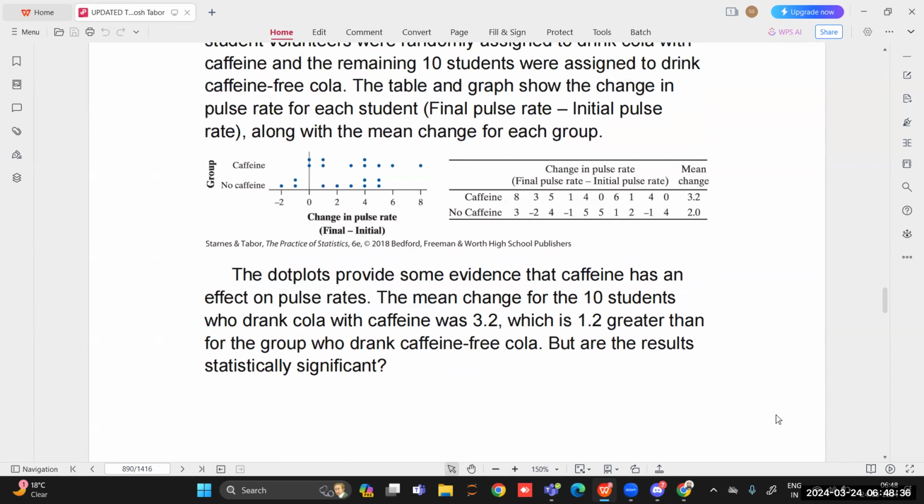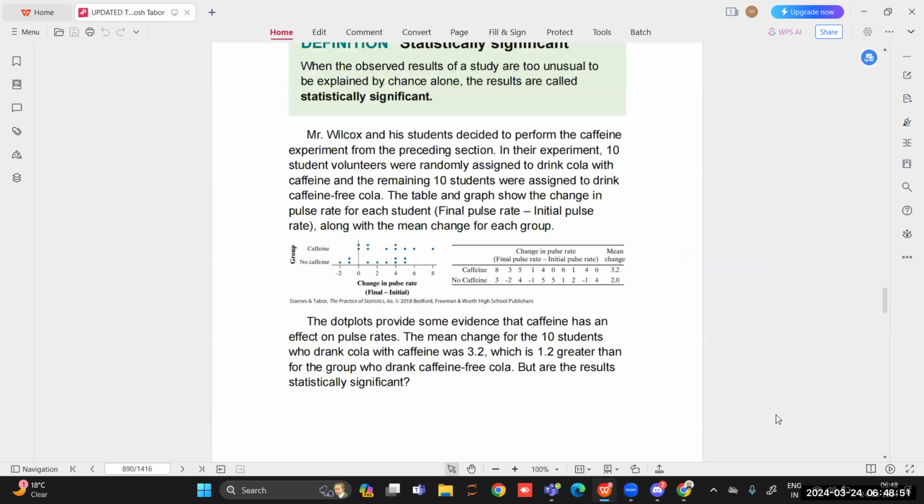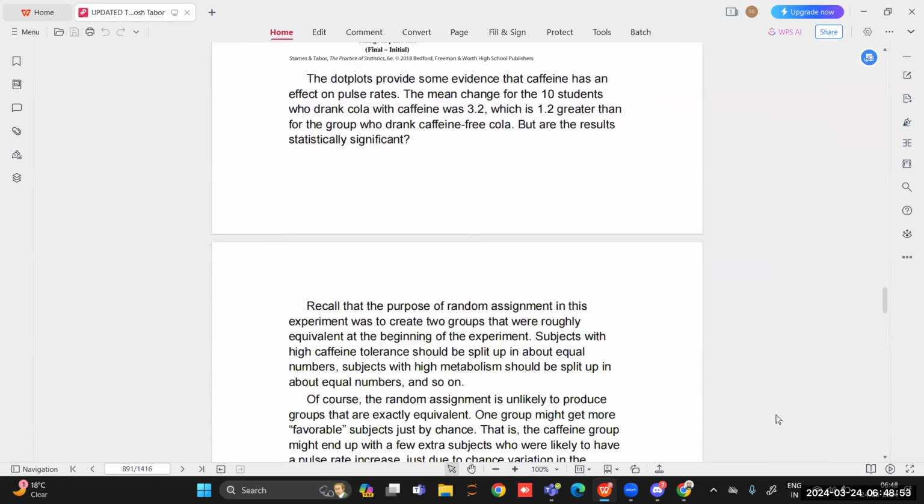The dot plots provide some evidence that caffeine has an effect on pulse rate. The mean change for the 10 students who drank cola with caffeine was 3.2, which is 1.2 greater than for the group who drank caffeine-free cola. But are the results statistically significant?